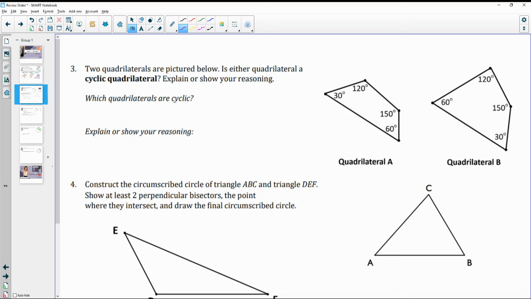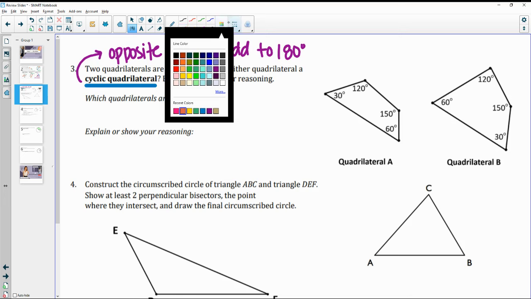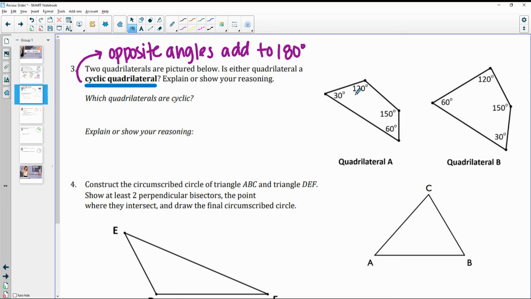Number 3, 2 quadrilaterals are pictured. Is either quadrilateral a cyclic quadrilateral? Explain or show your reasoning. So cyclic quadrilaterals mean that they can be inscribed within a circle. And we know that the property that will tell us that when we're given angles is that opposite angles need to add to 180 degrees. If that happens, then we know that the quadrilateral can in fact be inscribed into a circle.